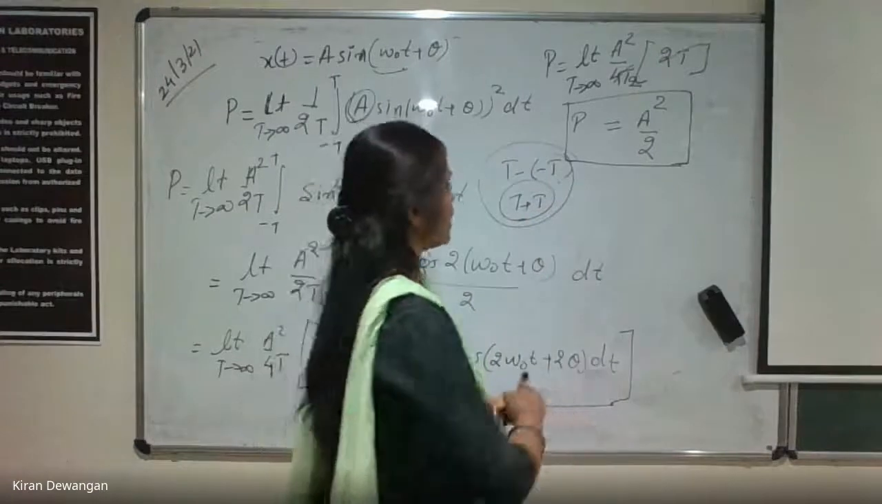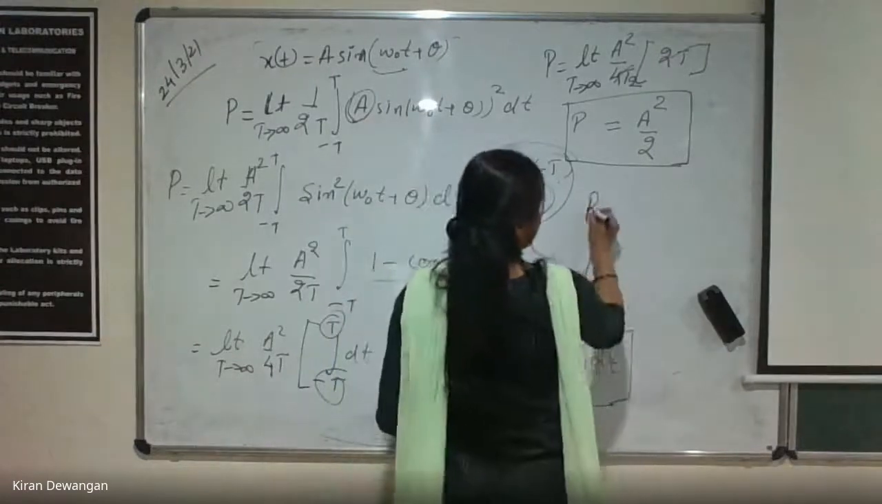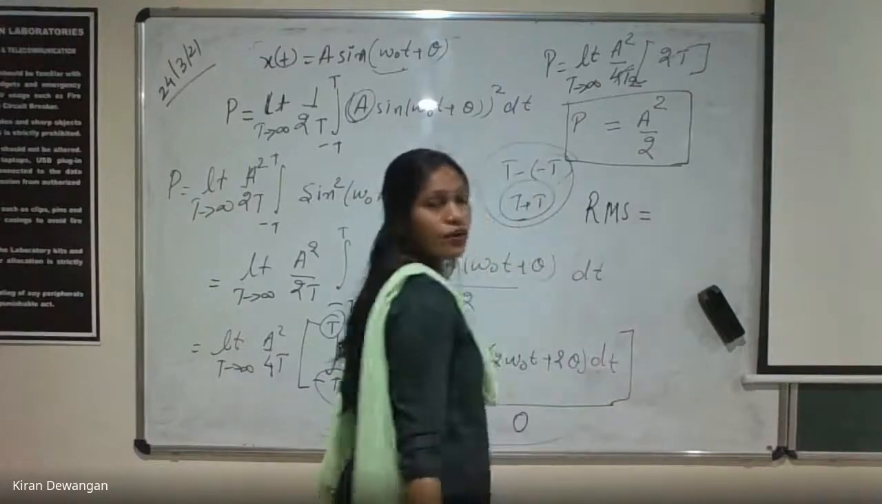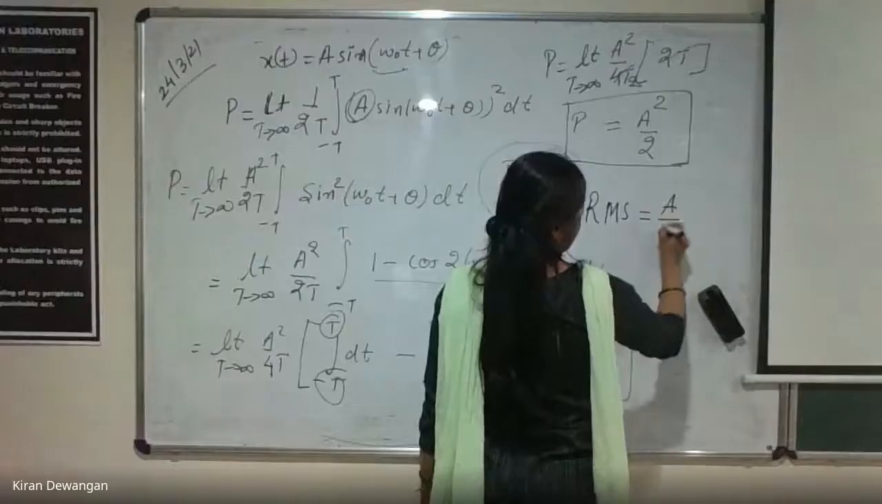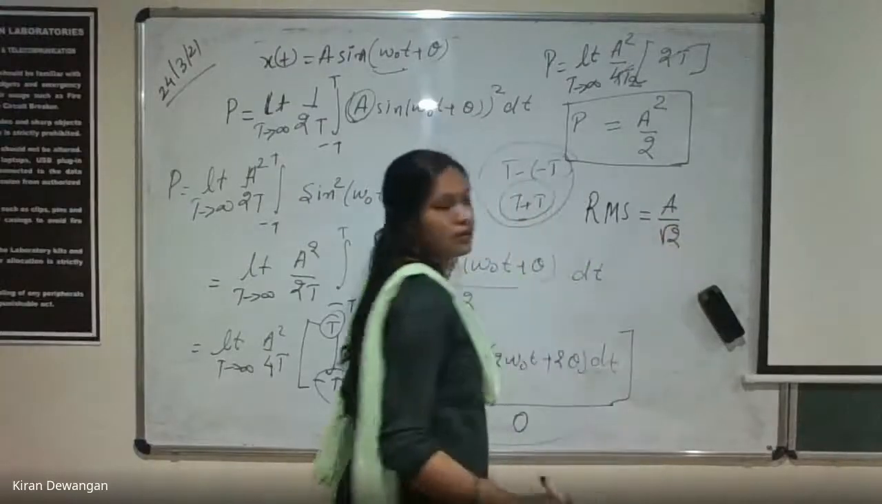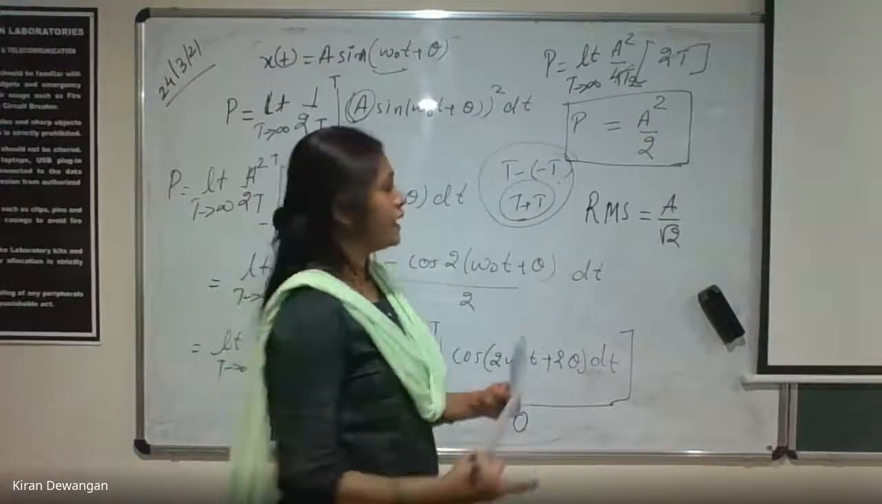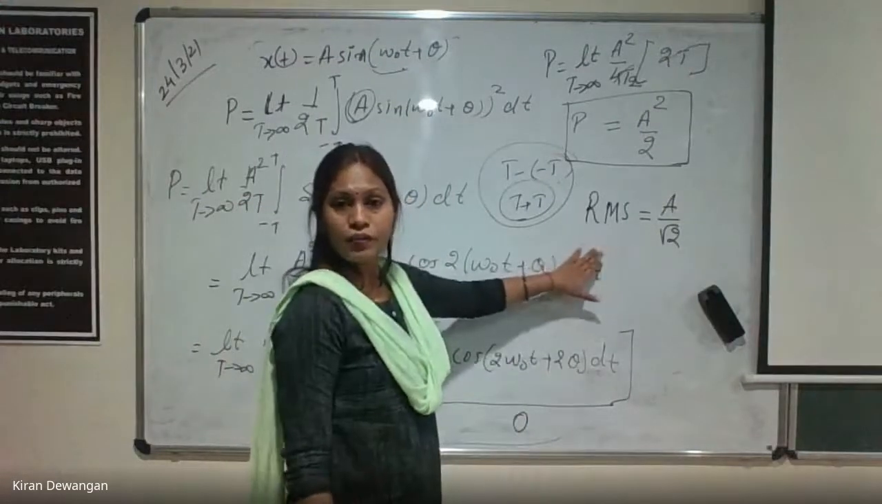And if we have to write the RMS, what is it? What is RMS value? कितना होगा RMS value? A by root 2. Correct. The RMS value will be A by root 2. ठीक है? So till here it's clear to everyone, right? यहाँ तक सबको clear है?